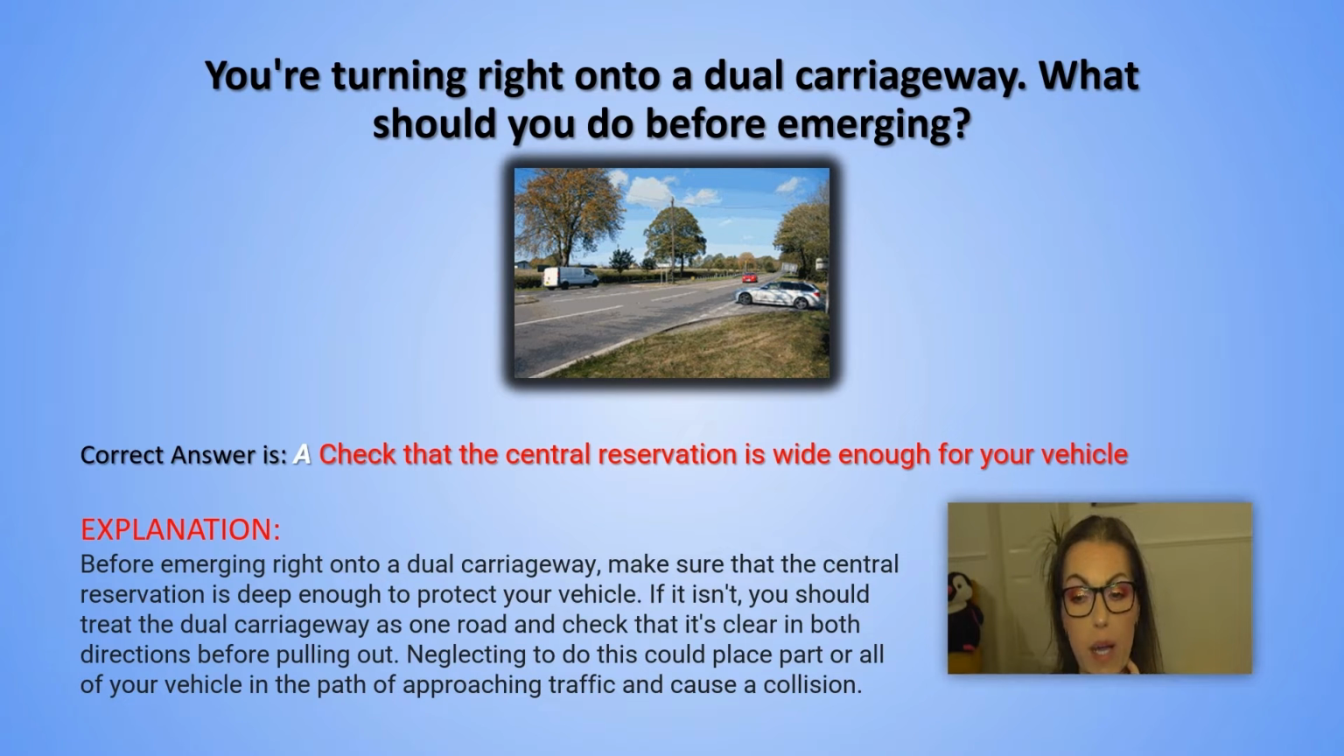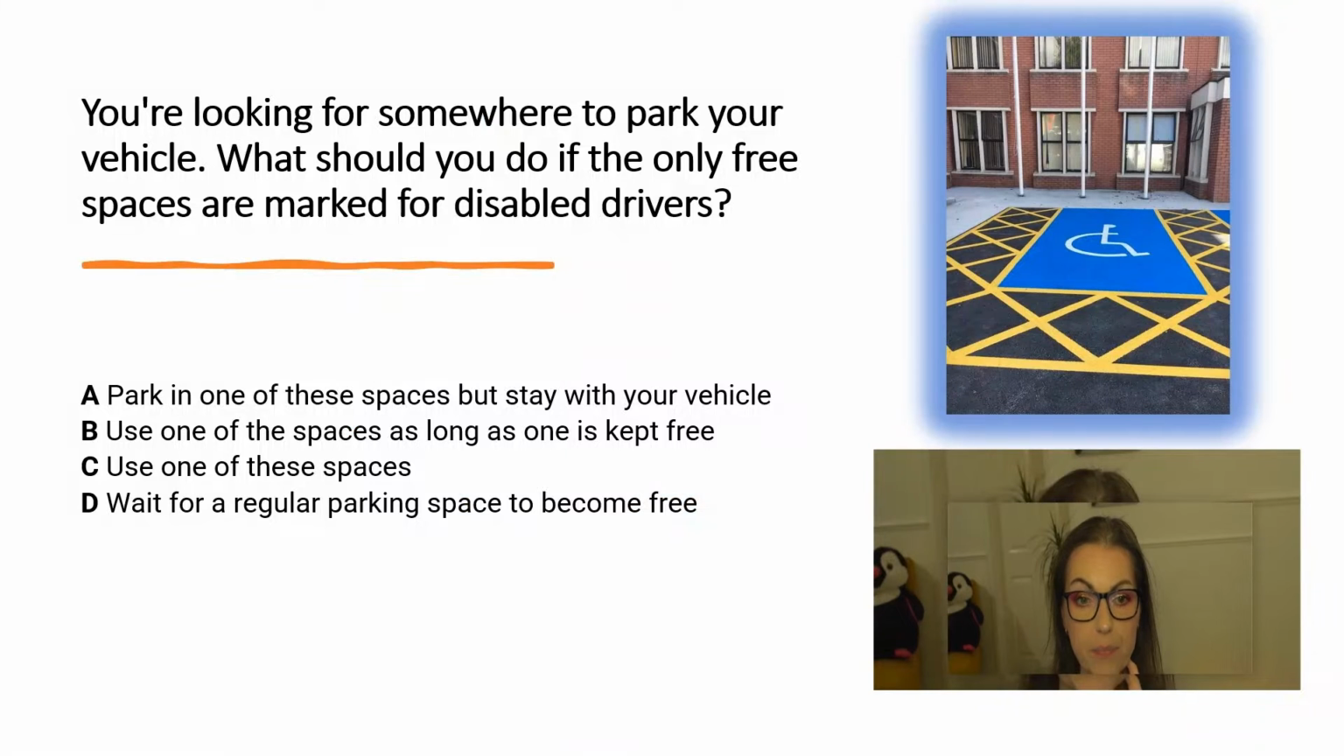And the next question is, you are looking for somewhere to park your vehicle. What should you do if the only free spaces are marked for disabled drivers? A. Park in one of these spaces but stay with your vehicle. B. Use one of the spaces as long as one is kept free. C. Use one of these spaces. D. Wait for a regular parking space to become free.